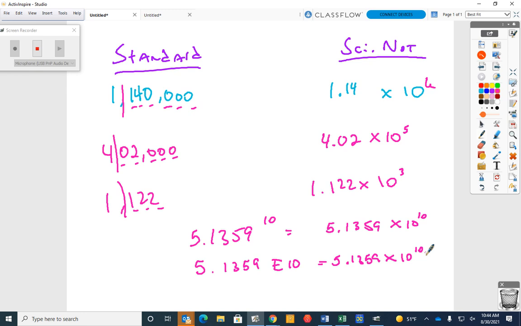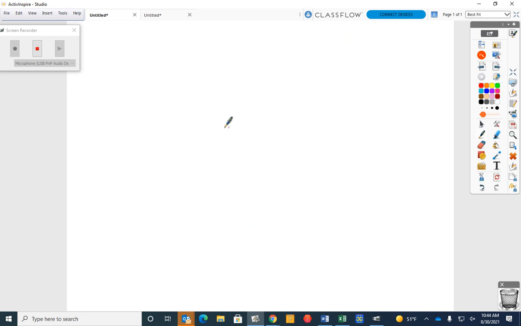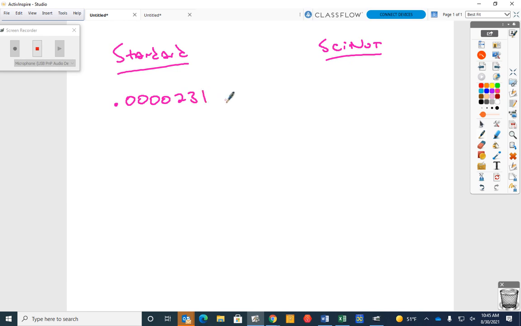Now, next part. What if I have something like this? This is standard, this is scientific notation. I told you this is a way of expressing very large numbers, right? Well, what also did I say? Very small numbers. So let's say I had something like this: 0.0000231. Write that down.